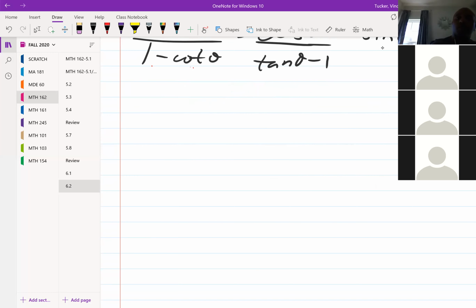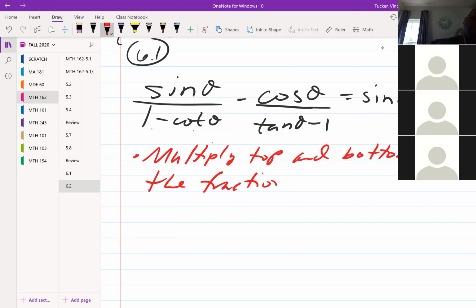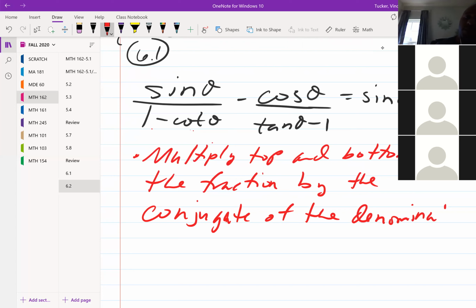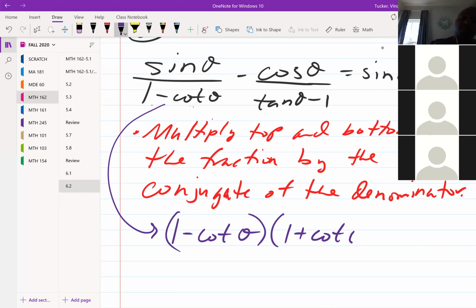So what I'm going to do is multiply top and bottom of the fraction by the conjugate of the denominator. All right, and so the conjugate of one minus cotangent theta, that's one plus cotangent theta.